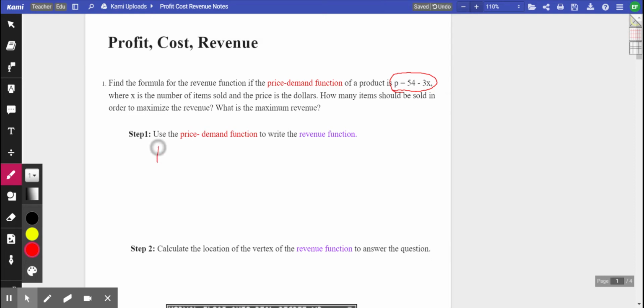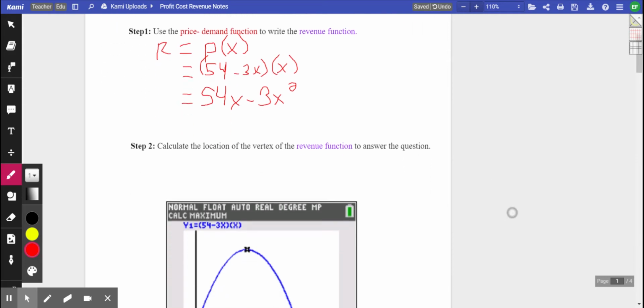If we are trying to figure out revenue, I'm going to use R as my revenue function. That means I take my price demand and I'm going to have to multiply it by X because X is the number of items sold. So for us here, our price demand function is 54 minus 3x. If I multiply that expression by x, I get 54x minus 3x squared. So that right there is my revenue function. From there, I could plug that into the y equals of my calculator, and I can use that to answer the questions that were posed.